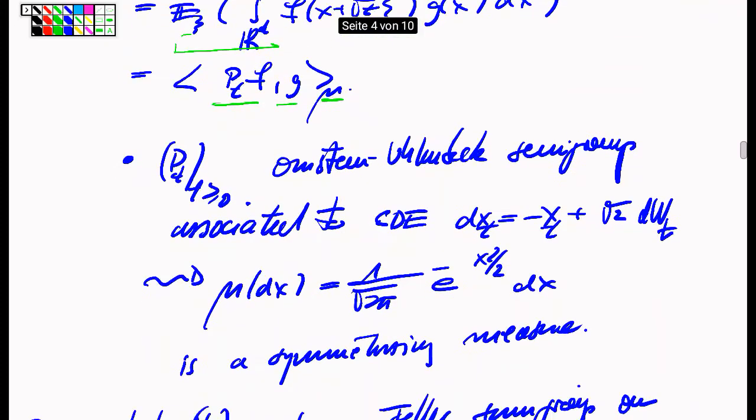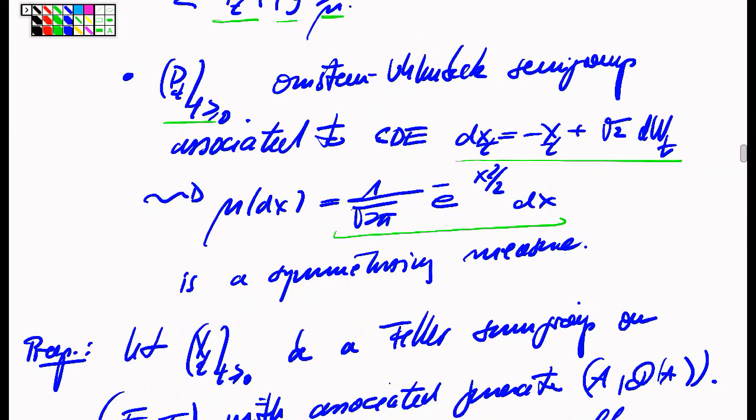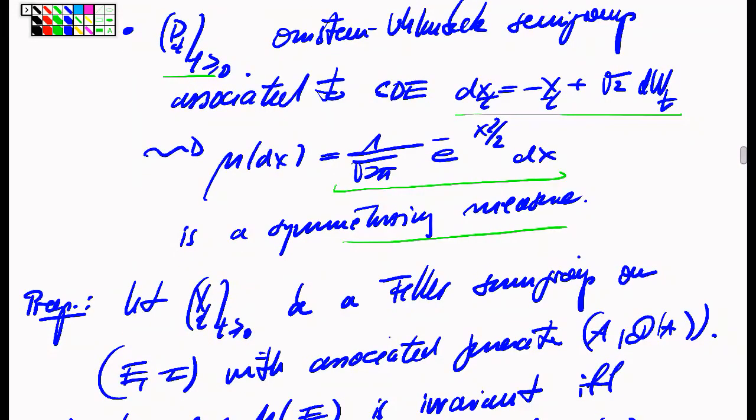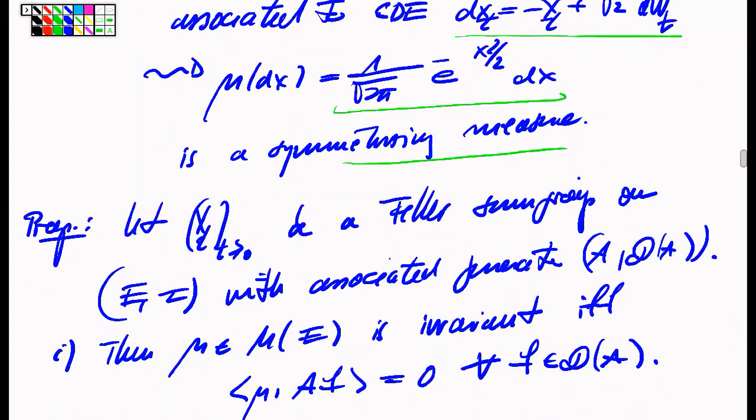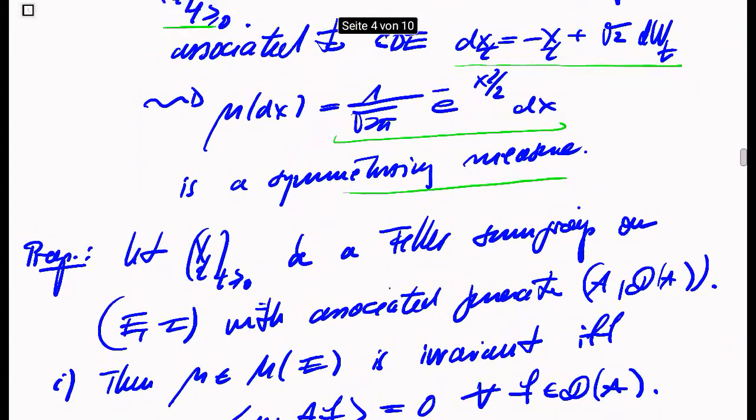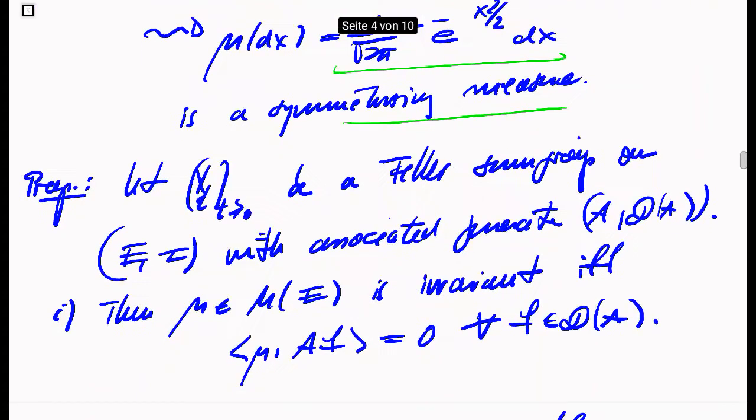The next example that I leave also as an exercise is if we have the Ornstein-Uhlenbeck semigroup, which is associated to this stochastic differential equation. Then we have already seen that this standard Gaussian measure is an invariant measure. And I claim, moreover, that this is actually a symmetrizing measure. I leave this as an exercise, and as a matter of fact, we will discuss this in a broader context a little down below, but you can also prove and verify this by the explicit representation of the Ornstein-Uhlenbeck semigroup by means of this Mehler-type formula.